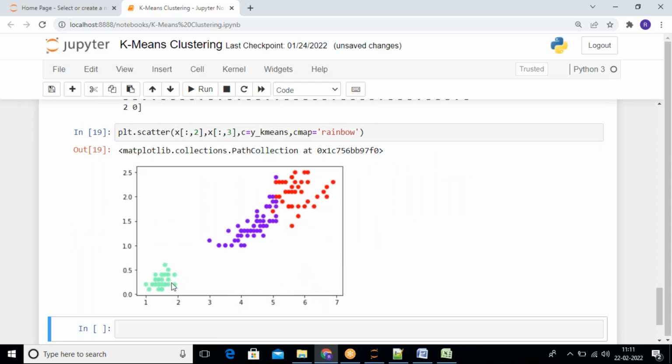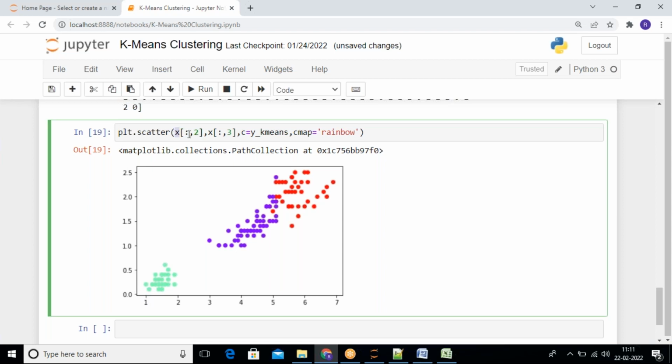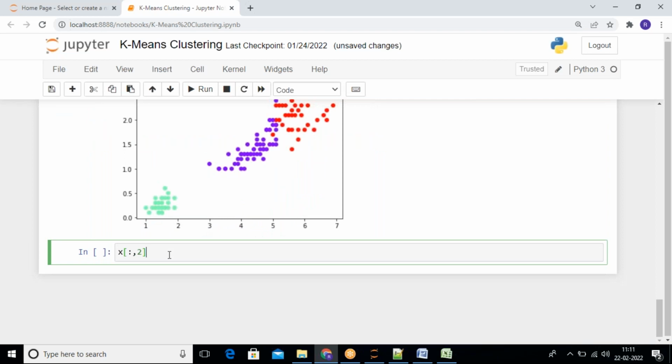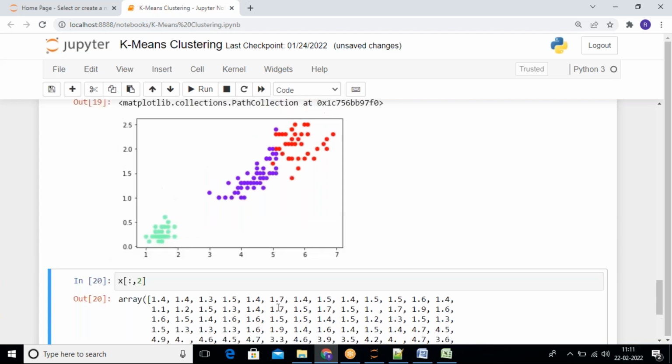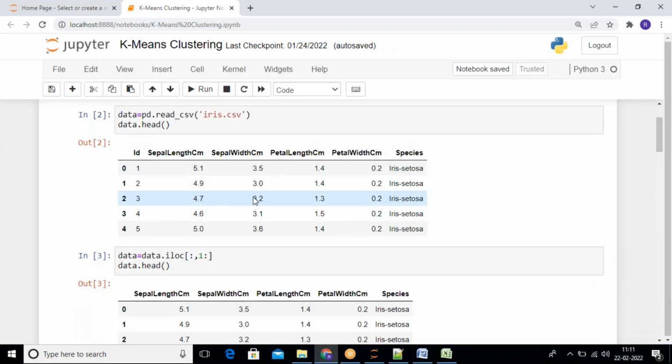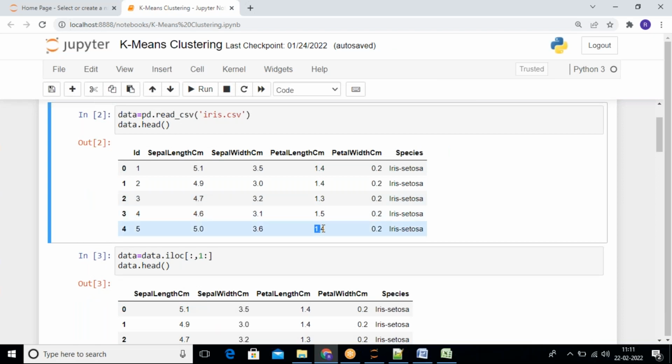Do you know why the green one is the same? Darshan, this green one is Iris setosa. See, sepal length is very small, and petal length is also very small. I have taken x colon 2. See, this one I have taken. Wait, what is it? It is 1.4, 1.4, 1.3, 1.5, 1.4, isn't it?